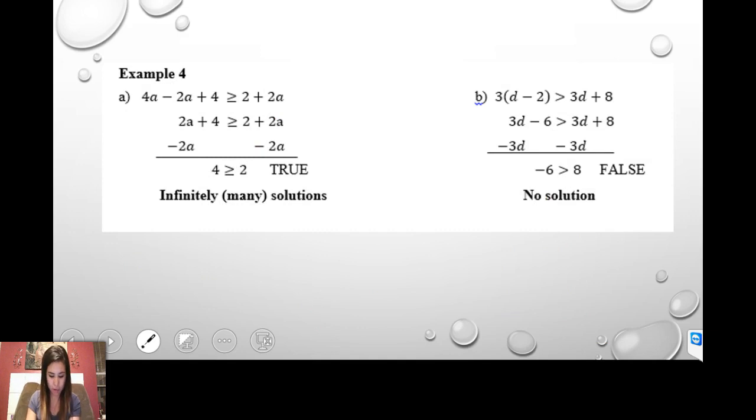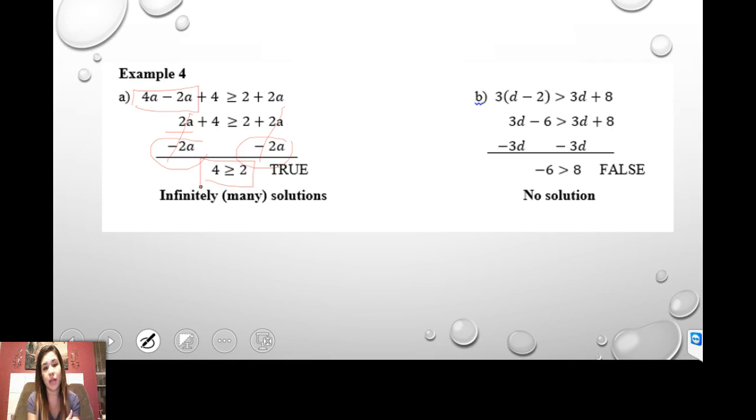In example 4, we have what they did to both sides is first combine like terms. 4 minus 2a is 2a, so 2a plus 4 is greater than 2 plus 2a. And then to combine like terms, they took away 2a from both sides. But look what happened. We had a special case. 4 is bigger than or equal to 2. I wasn't left with any variables.